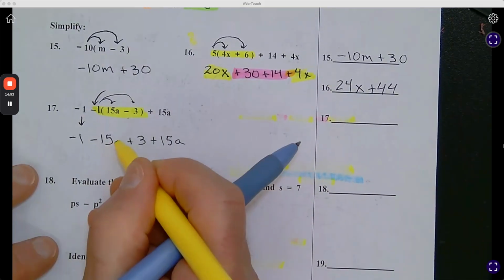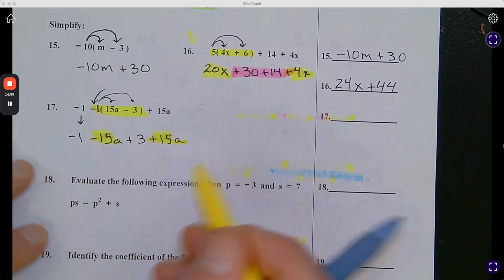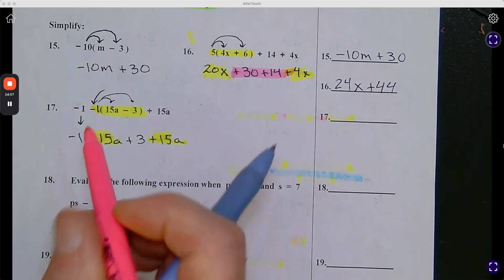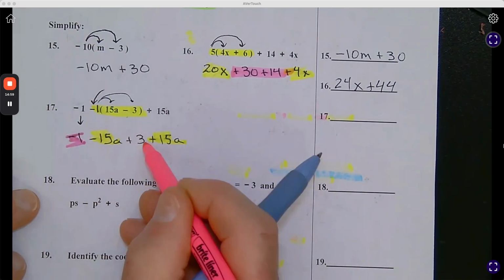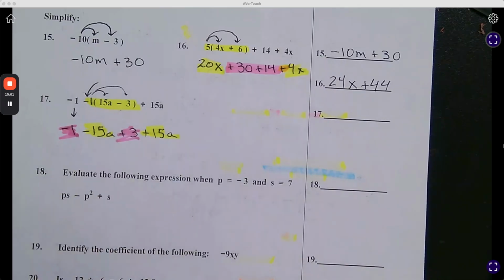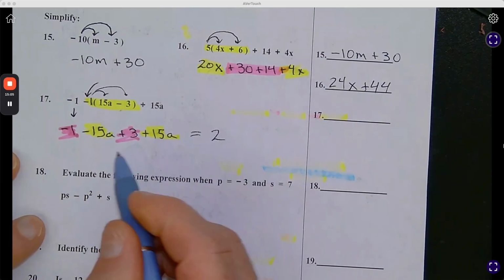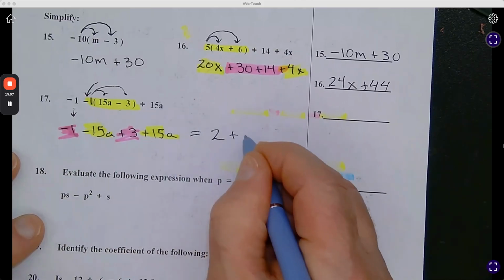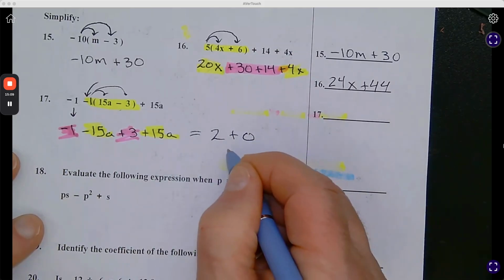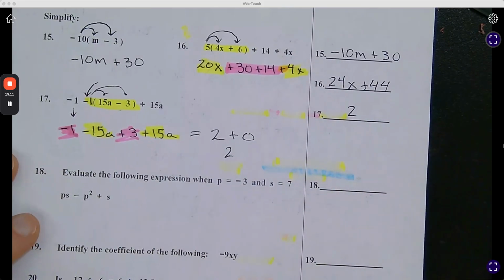All right, I got these terms that are like, hey. And then I got these terms that are like, hey, like so. Okay, combine them. Negative 1 plus 3 is 2. Negative 15 plus 15 is 0. So it's 2. That was awesome.